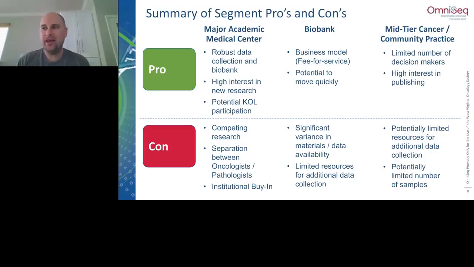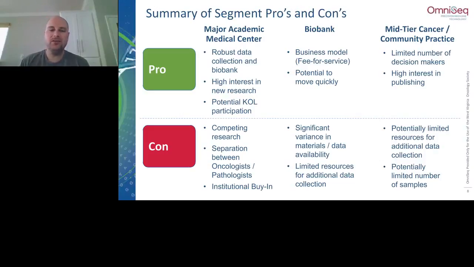But you will have, in some cases, a pretty wide gulf between an oncologist or a clinician being very excited to participate in a retrospective study and the motivations and the desire for their pathology colleagues to engage in the study in a similar fashion. That's probably the largest one that we've seen.